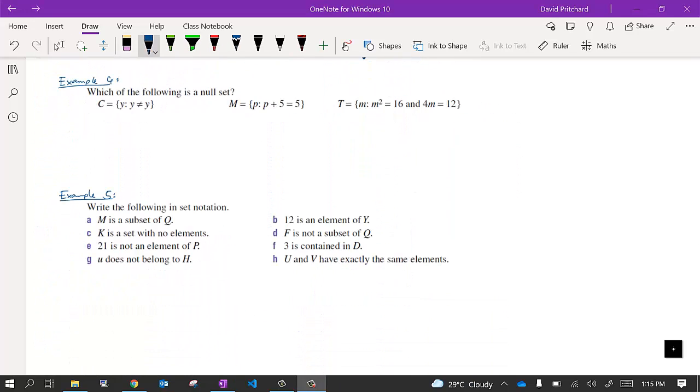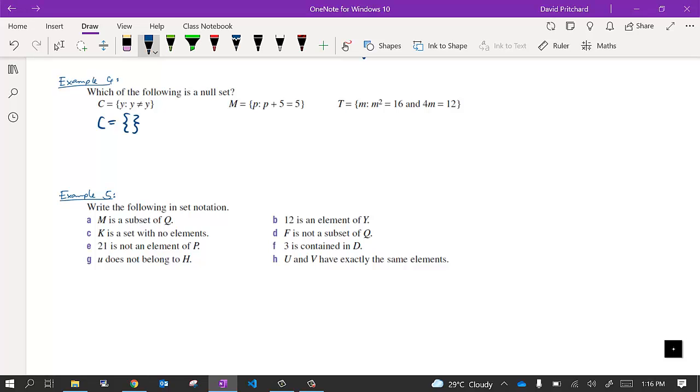Example 4. So first of all, we're looking at the set C, which is equal to y, such that y is not equal to y. Now, how many numbers do we know that are not equal to themselves? And I can't think of any that exist. So C will be a null set because there are no numbers y that aren't equal to themselves. All right, so the first one is a null set. C is a null set.